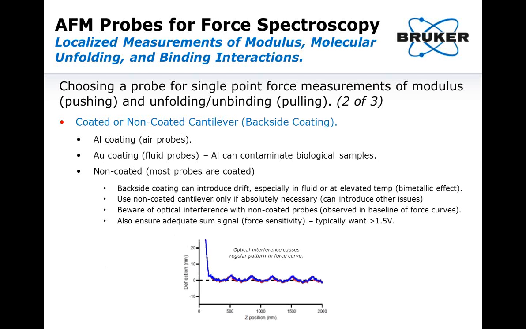So using coated probes is important in force spectroscopy to mitigate the optical interference. However, aluminum-coated probes are not ideal for biological applications due to contamination. In these cases, a gold coating is preferred. Using an uncoated probe is not ideal, but may be necessary in cases where the coating induces drift. If you are using a non-coated probe, it is important to be aware of the risks of optical interference within your experiment.